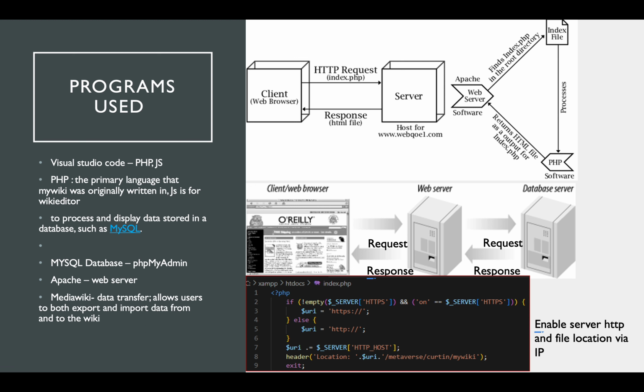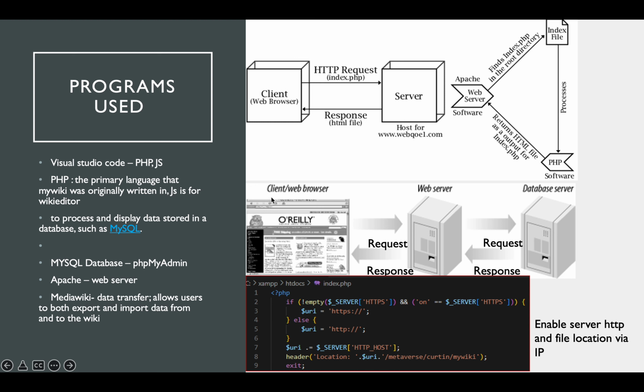So you can see this is the client web browser, and you send the HTTP request for index.php to the server. The Apache web server will receive it and go to the index file in the root directory, and process the PHP code, which returns HTML as the output of index.php. The PHP will send the value back to the web server again, and then the web server will respond to the client.